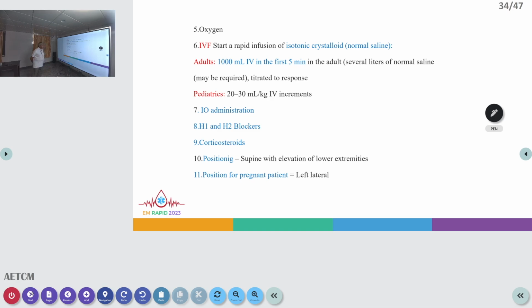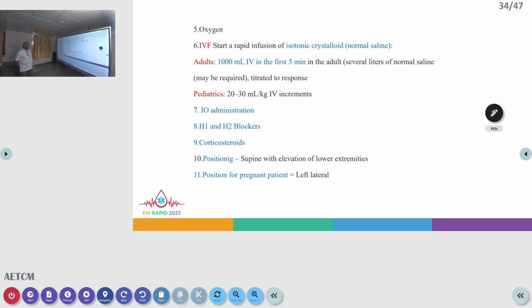And oxygen administration, IV fluids. We need to give, in the shortest time, a large volume of isotonic crystalloids, for example normal saline, say 1000 ml in 5 minutes, because of profound vasodilation; we have to fill up the vascular compartment with IV fluids in the shortest duration. In pediatrics, the IV fluid dosage is 20 to 30 ml per kilogram body weight. If in a pediatric age group we are not getting IV access, we can go for IO access. Apart from that, H1 and H2 blockers, corticosteroids.